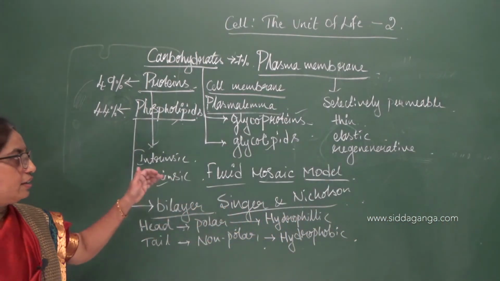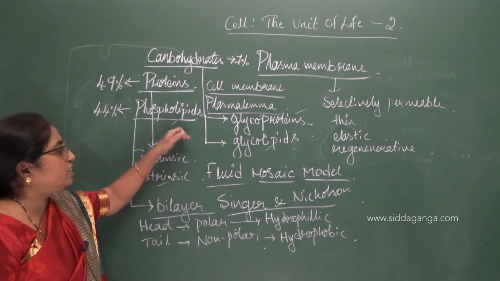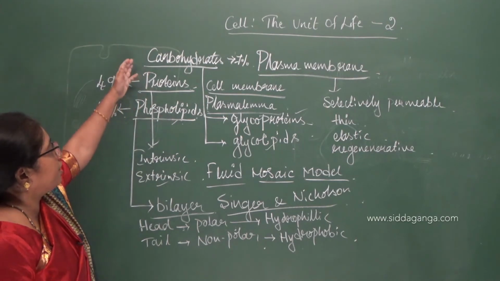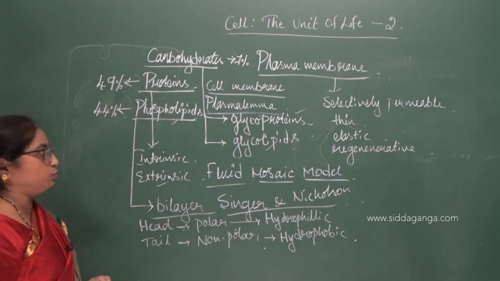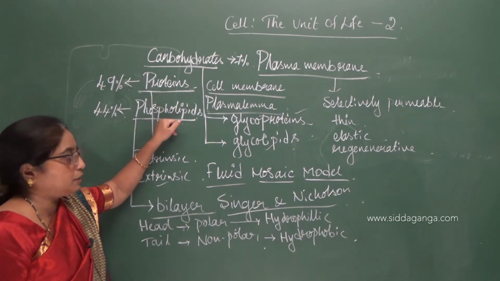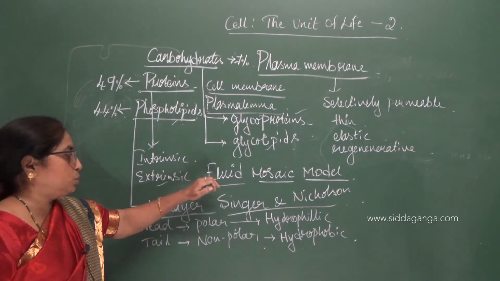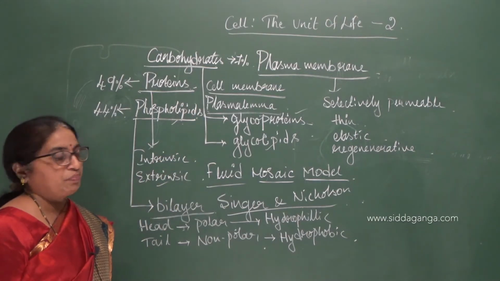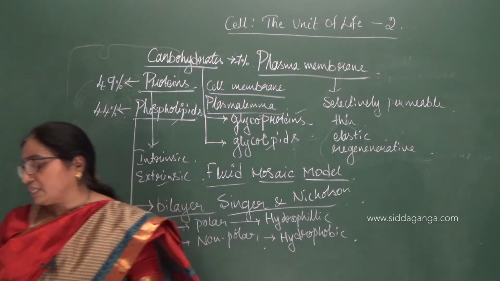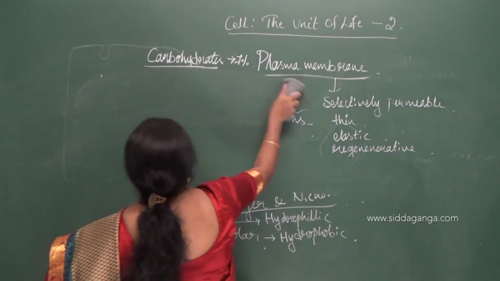So with the help of a diagram, we will try to understand the fluid mosaic model of the plasma membrane. This is the exact composition of the plasma membrane, where it contains carbohydrates, proteins and phospholipids. These are the three important components present in the plasma membrane, and with the help of a diagram we will see how they are arranged to form its structure. Finally we will go to the functions of the plasma membrane, and then to the study of the cell wall. Now coming to the fluid mosaic model of the plasma membrane.